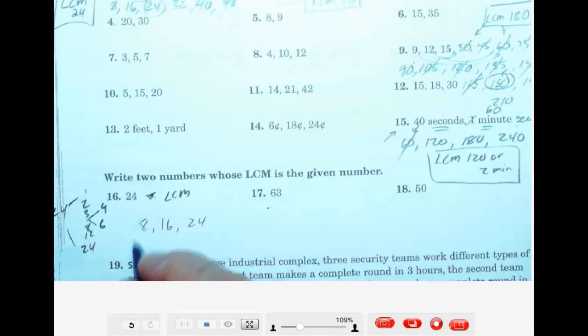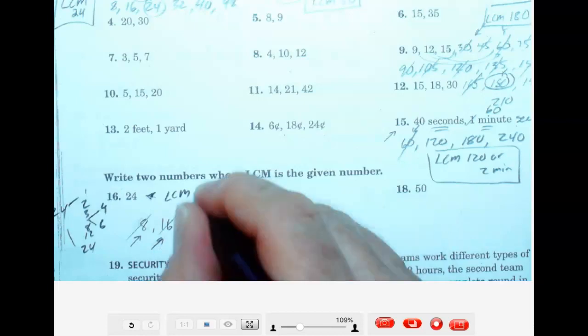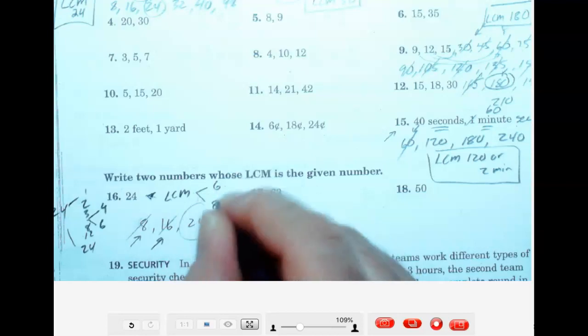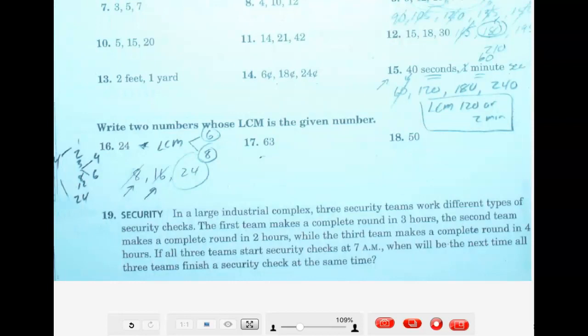Okay, let's try 6 and 8 then. Let's try 6. 6 doesn't go into 8. 6 doesn't go into 16. 6 does go into 24. So 2 numbers here, we could use 6 and 8 as our answer. Same thing with 63. Think about the factors and how that works. All right, and I'll do one word problem. I'll leave you 2.